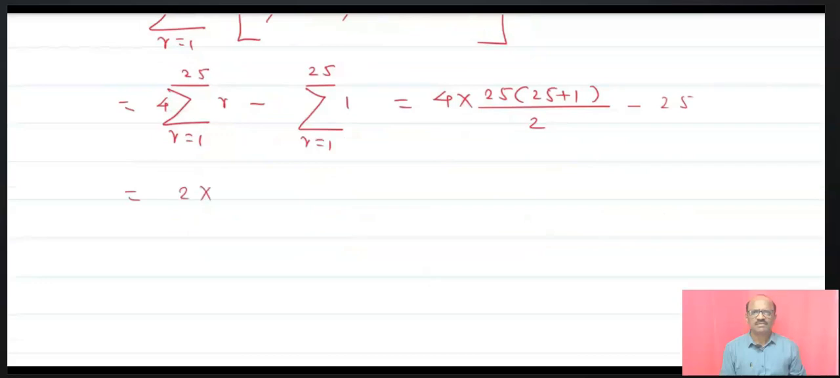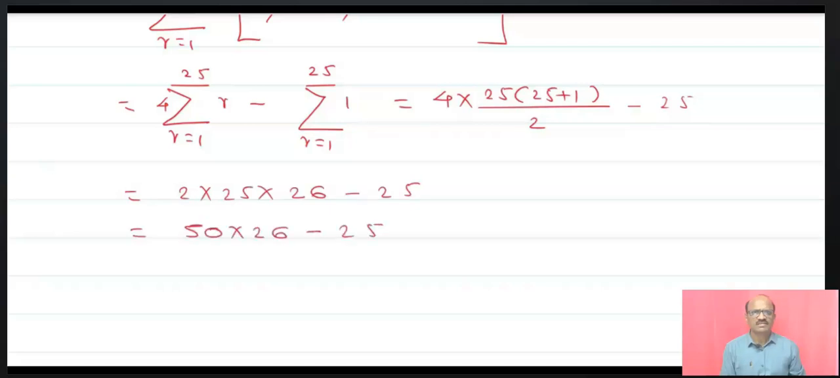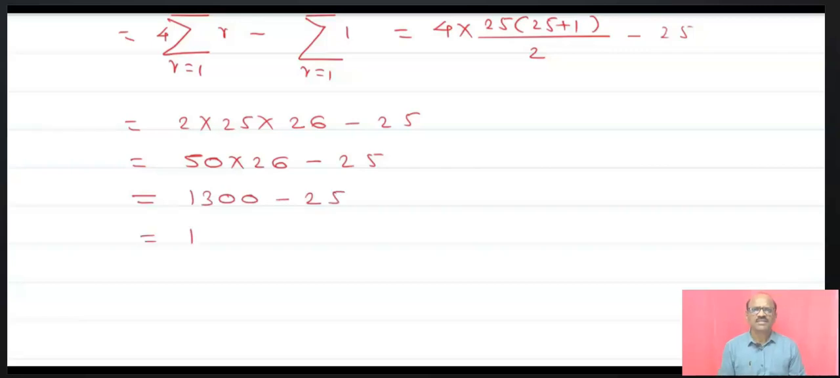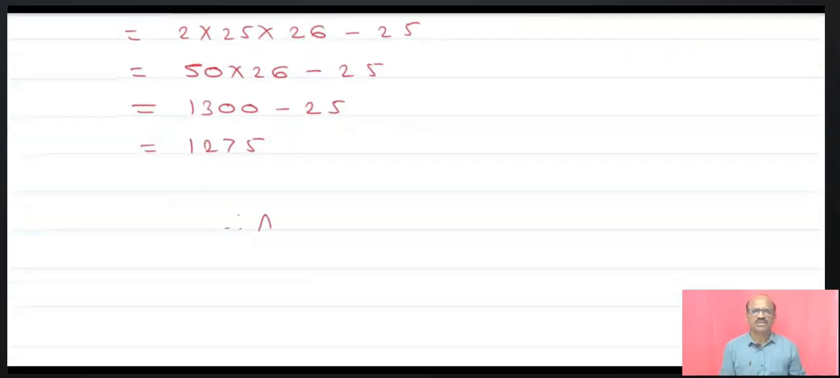Therefore, that is 2 into 25 into 26 minus 25. Now you can see these numbers. Now the next is, that is 1300 minus 25, and that is equals to 1275.